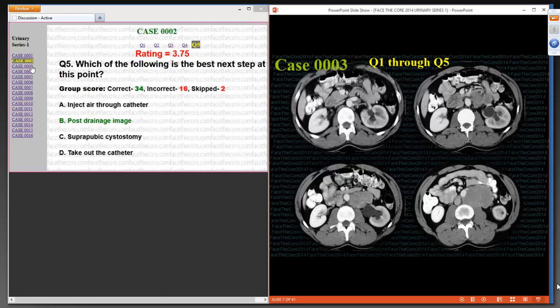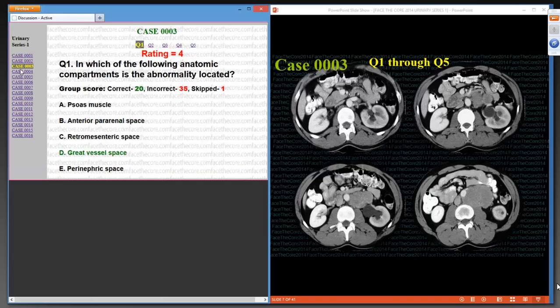Okay, case 3. We will go to the questions at the end. Your questions that you're sending, let's go through these. In which of the following anatomic compartments is the abnormality located? It is in the retroperitoneum. You all know that, and the question is, which space of the retroperitoneum is it in?